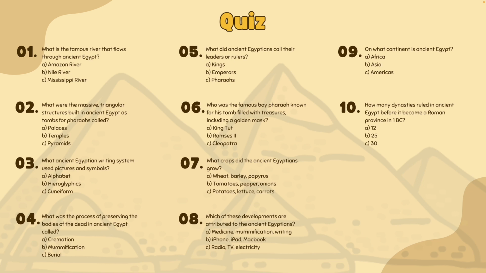Question 3. What ancient Egyptian writing system used pictures and symbols? A. Alphabet. B. Hieroglyphics. C. Cuneiform. Question 4. What was the process of preserving the bodies of the dead in ancient Egypt called? A. Cremation. B. Mummification. C. Burial. Question 5. What did ancient Egyptians call their leaders or rulers? A. Kings. B. Emperors. C. Pharaohs.